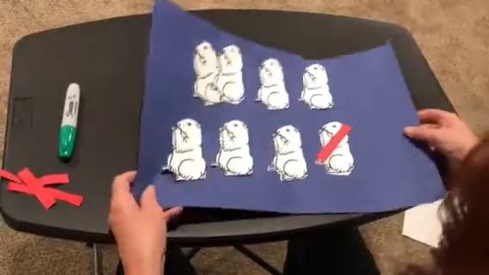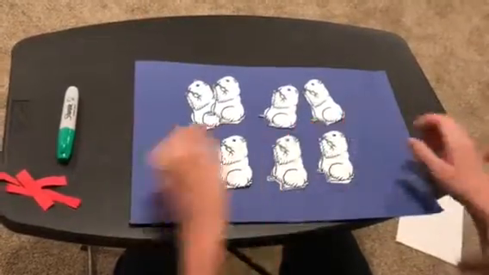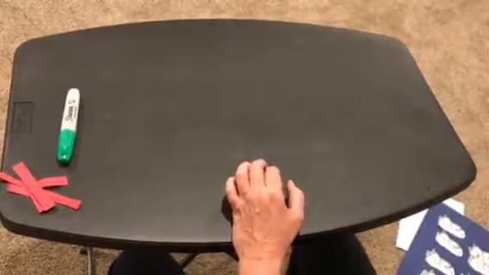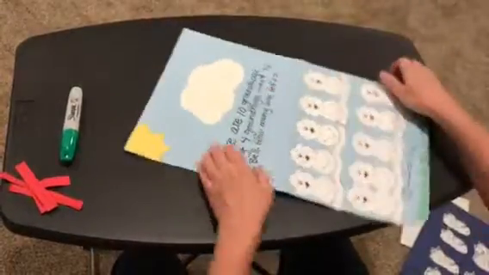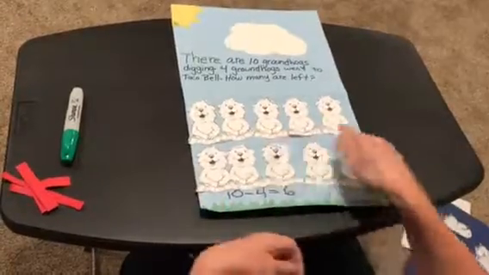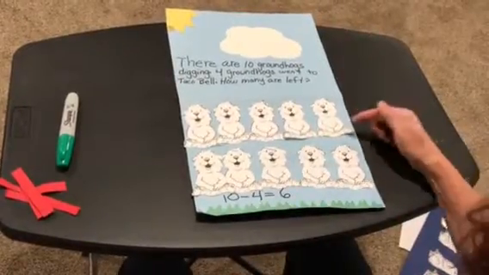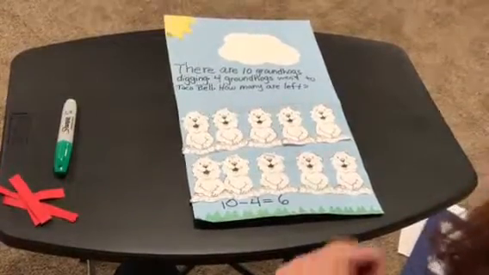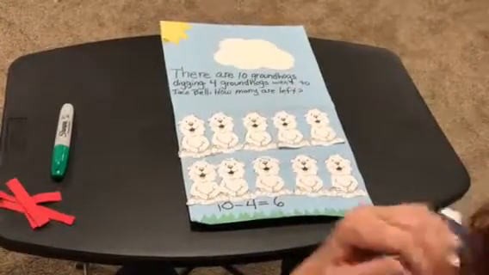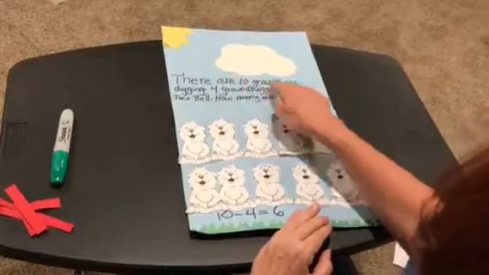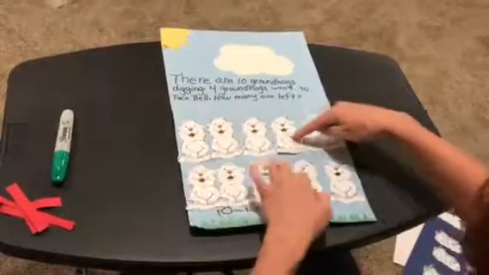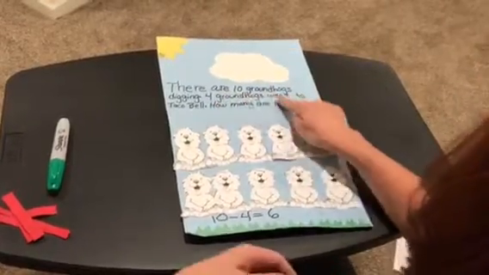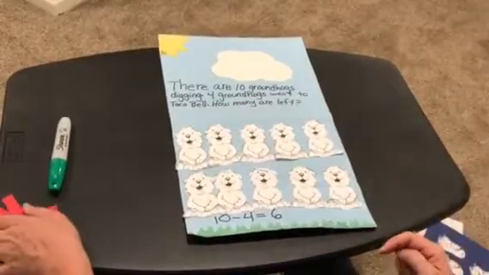All right, so now I'm going to show you your example of what your final project is going to be. And I have my example right here. So again, I put mine in doubles. These are doubles with 5 because you're going to be using 10 groundhogs. So my story said there are 10 groundhogs, so I placed 10 right here. 4 groundhogs went to Taco Bell.